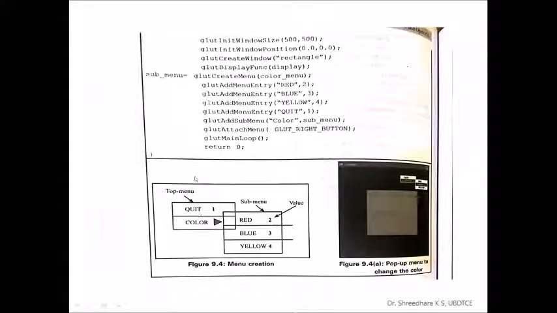Observe this. After this, glutAddSubMenu is the command used to attach the submenu, the routine that you are writing now, color. Observe this color, that is the heading of this submenu. Attaching this submenu, and finally attaching the menu with the glut right button.